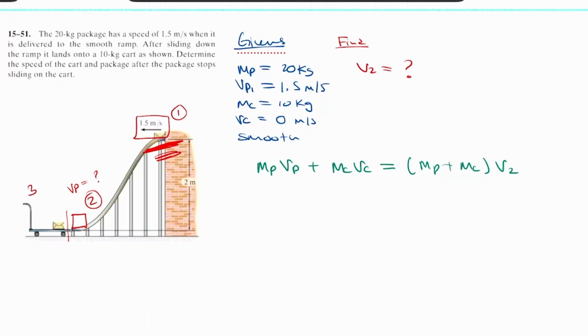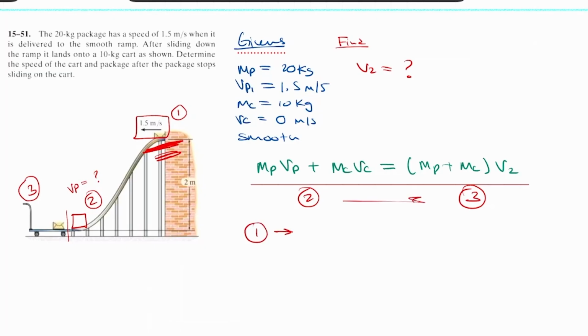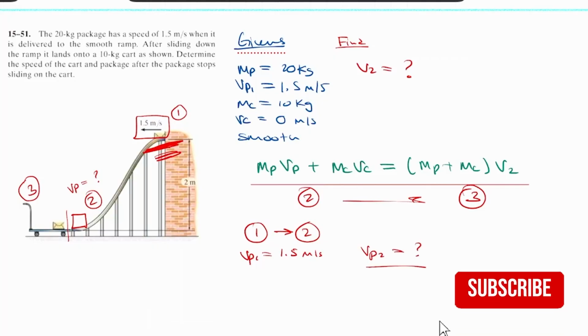And after they move together, we can call this state 3. So we have 3 different states. This equation right here will apply from state 2 to state 3, right? Because that's the velocity of the package just before it enters the car to after it leaves together with the car. But from state 1 to state 2, what is that change in velocity? We know the velocity of the package 1 is equal to 1.5 meters per second. But what is the velocity of the package just before it enters the car? Once we know this one, we'll be able to plug it into this equation right here.